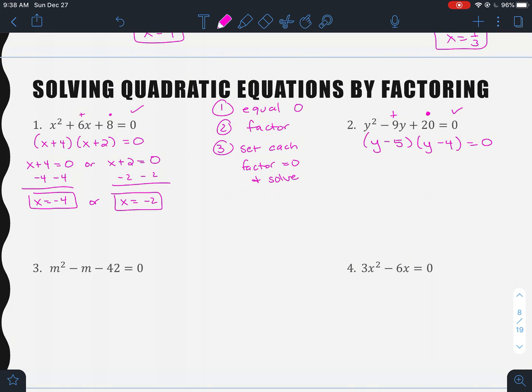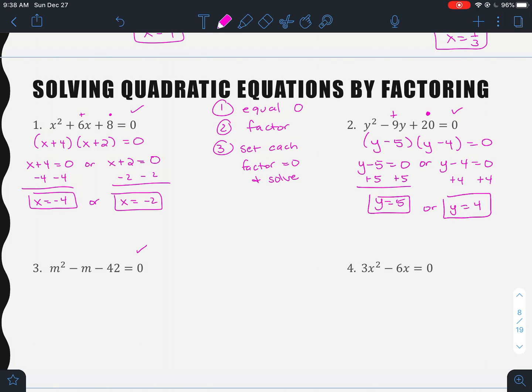-5 times -4 is positive 20, and -5 plus -4 is -9. So now step 3, set each of those equal to 0 and solve. So either y minus 5 is equal to 0 or y minus 4 is equal to 0. Add the 5 to both sides, and so y is either equal to 5, or add the 4 to both sides, or y is equal to 4. And so those are your two solutions for number 2.